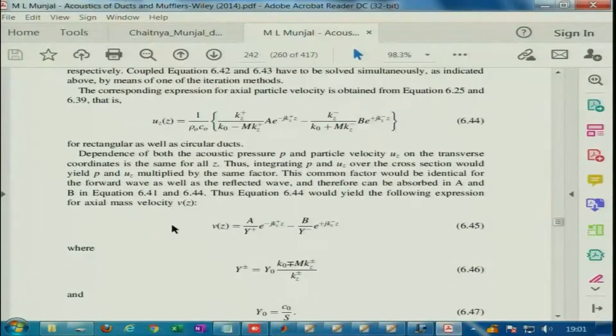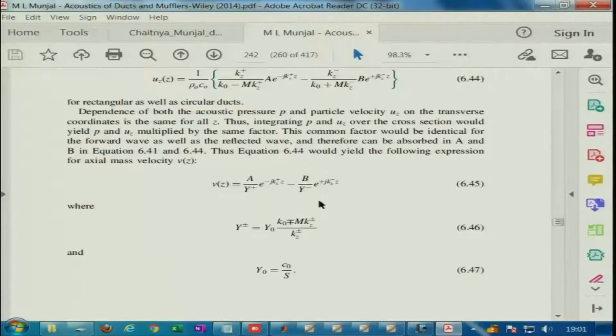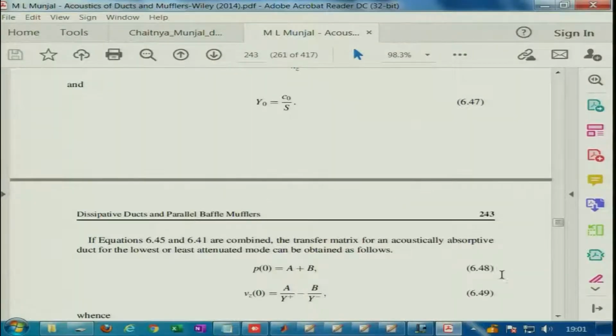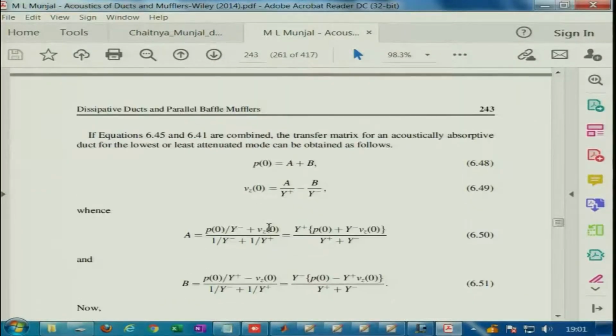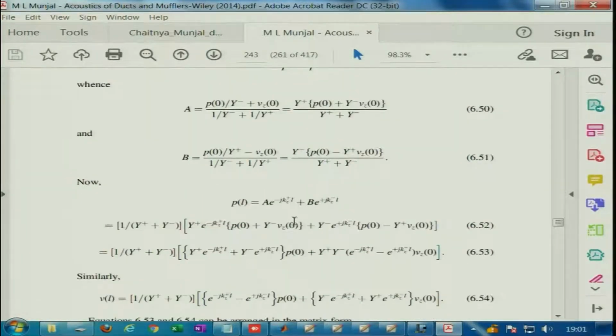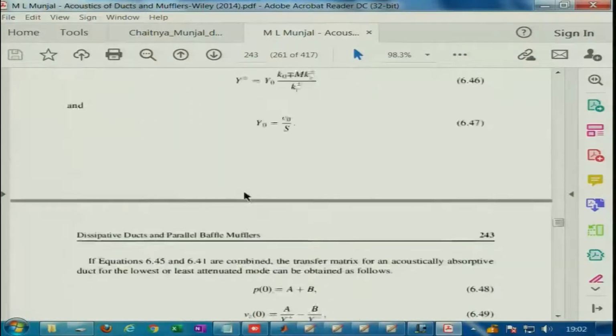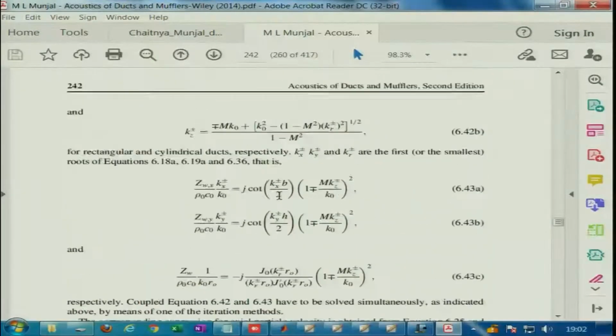Particle velocity is obtained, and then the mass velocity is obtained, and from these relations, 6.45 and actually 6.48 and 6.49, once we get that, we can obtain the transfer matrix parameters where we relate the upstream variable to the downstream variable, incorporating only the least order mode. So, the effect of all the information pertaining to the dissipative or the lined duct is stored already in k z, which is related to k r using the dispersion relation: k z square plus k r square is equal to k naught square.